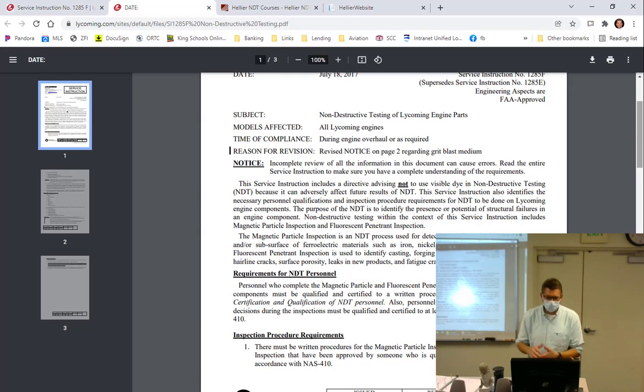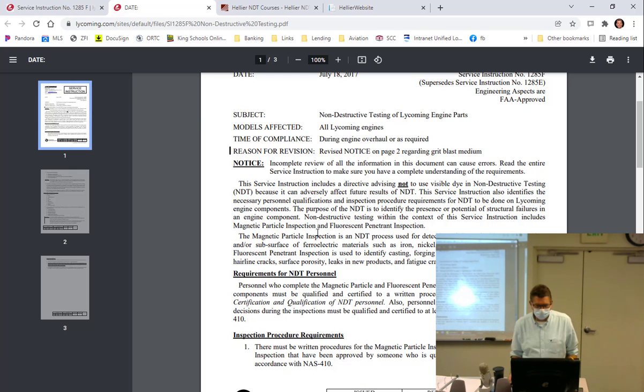And so here we go, without reading the whole thing. This service instruction includes a directive advising not to use visible dye in non-destructive testing because it can adversely affect future results of NDT. Remember I mentioned that. You can't use visible because it's going to screw you up for fluorescent later. Visible is half of the level; it's junk, whereas the other stuff is not. It goes up to level 4.